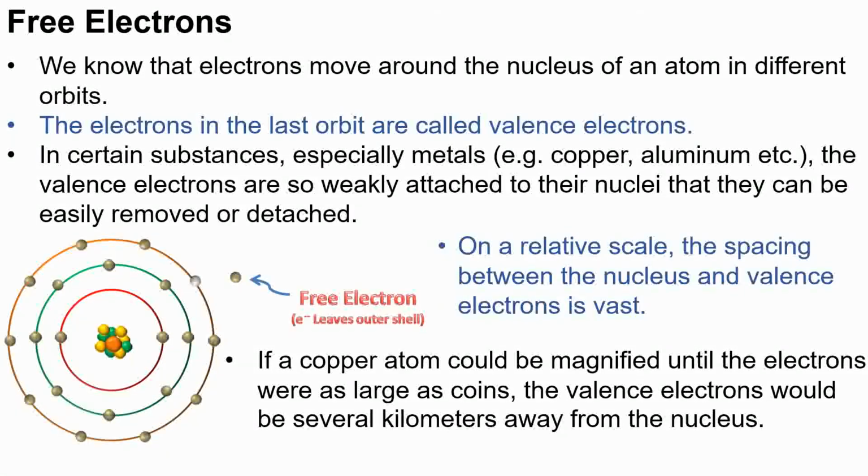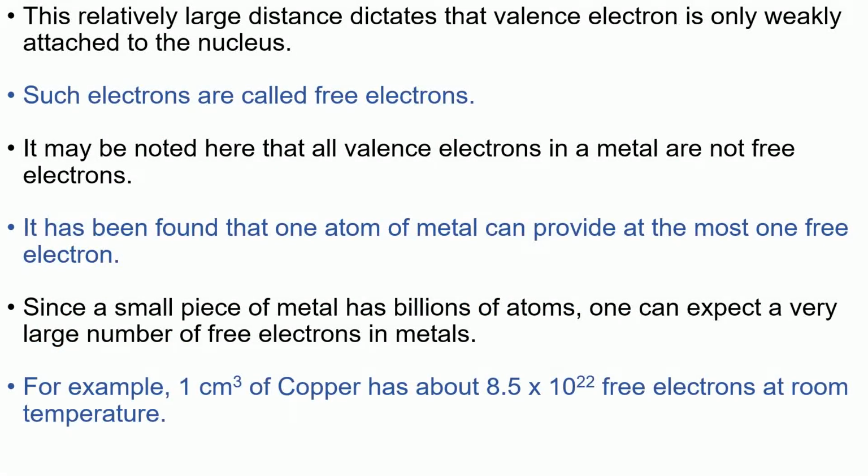Here, you should know that, on a relative scale, the spacing between the nucleus and valence electrons is vast. If a copper atom could be magnified until the electrons were as large as coins, the valence electrons would be several kilometers away from the nucleus. This relatively large distance dictates that valence electron is only weakly attached to the nucleus and they can be easily detached. Such electrons are called free electrons.